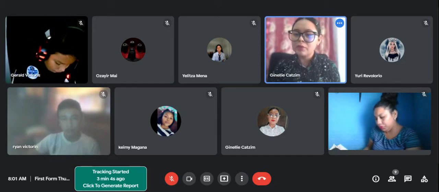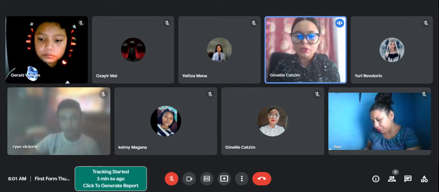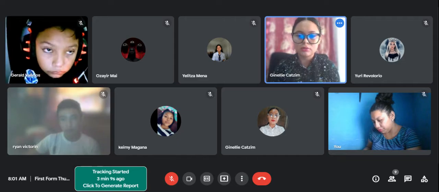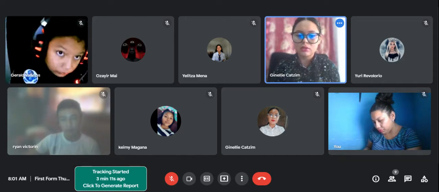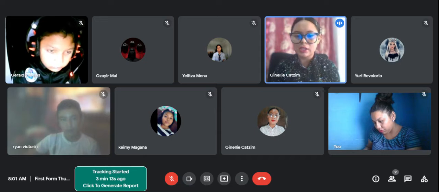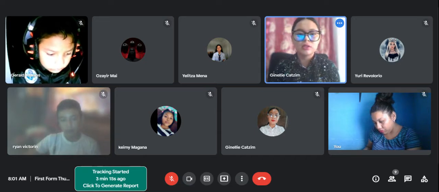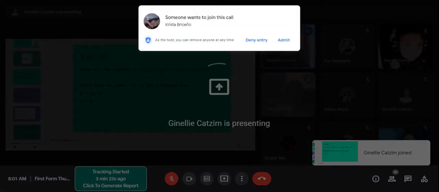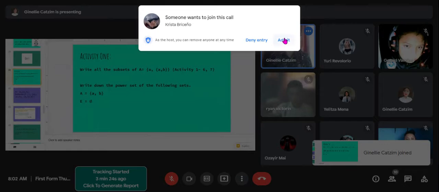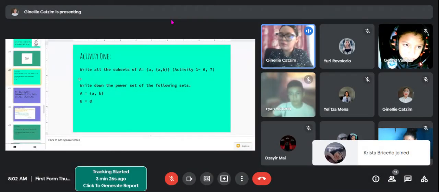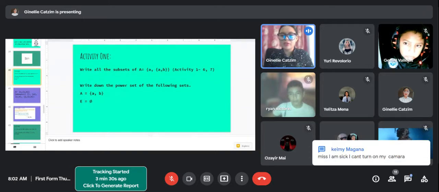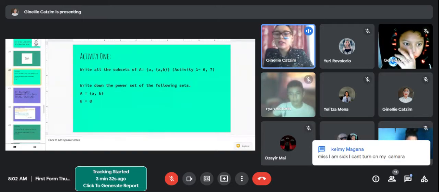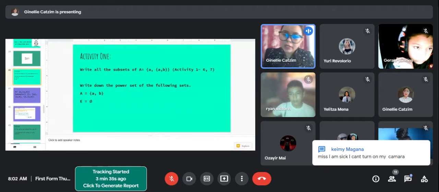So first we will do finding subsets. Write the subsets of set E. This is Activity 1, number 6. Write the subsets of E.